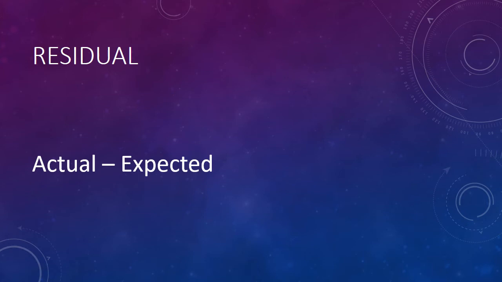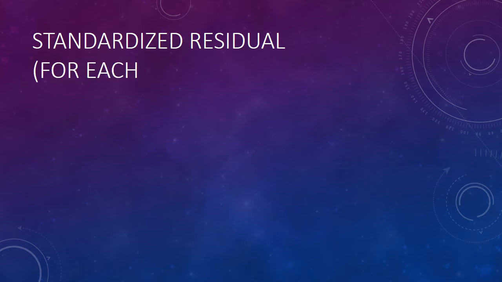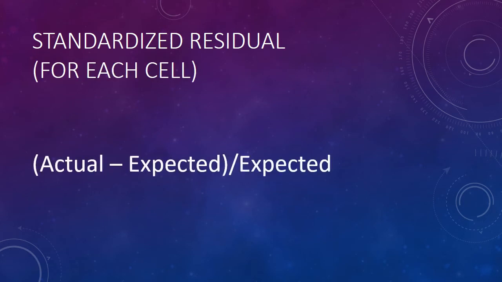A residual is the difference between the actual cell count and the expected cell count if the variables really were independent. Actual minus expected. This should be familiar from our discussion of regression at the beginning of the course. The residual will be positive if there are more people with that combination of values than would be expected if the variables were independent. And it will be negative if there are fewer people with that combination of values than would be expected. Now the residuals give an indication of whether each cell is greater or less than what we would expect if the variables were independent.